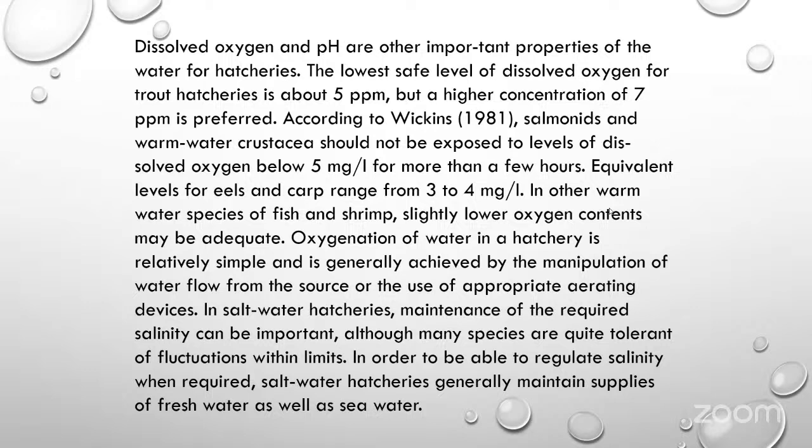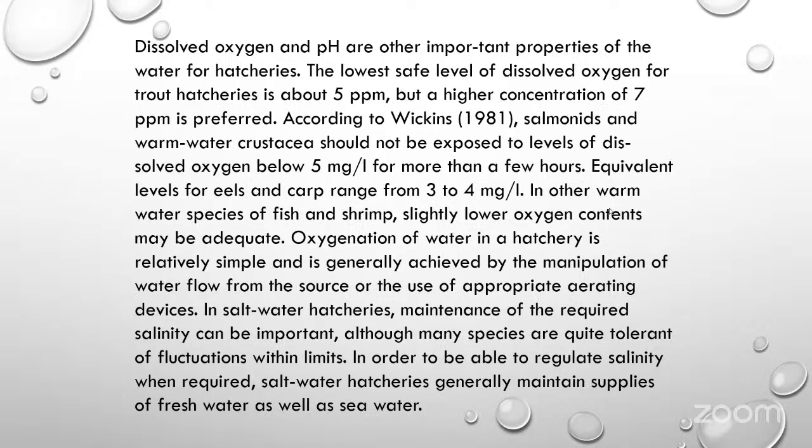The lowest safe level of dissolved oxygen for trout hatcheries is about 5 ppm, but a higher concentration of 7 ppm is preferred. According to Wickens, salmonoids and warm water crustacea should not be exposed to levels of dissolved oxygen below 5 mg per liter for more than a few hours. Equivalent levels for eels and carp range from 3 to 4 milligrams per liter. In other warm water species of fish and shrimp, slightly lower oxygen contents may be adequate.